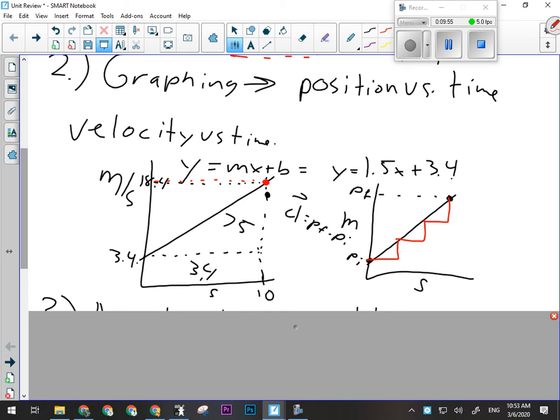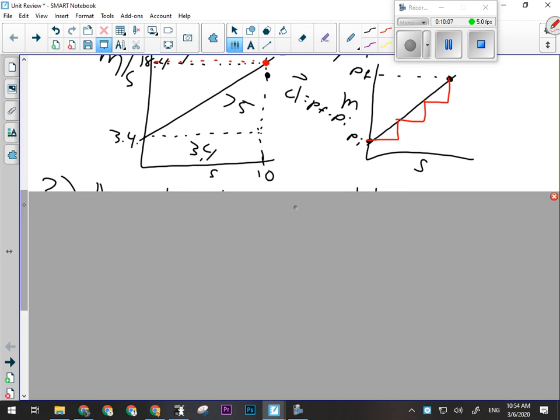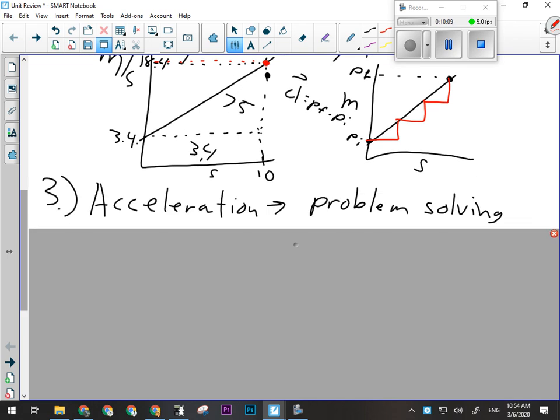Definitely expect to be asked to do the things we covered about position versus time and velocity versus time graphs, and at least one of them is going to involve using the equation to do some of that calculating. So be ready for that. After that, we talked about acceleration. There's going to be some acceleration problem solving in the written response. There could be some very simple calculations regarding acceleration in the multiple choice, like really, really simple.